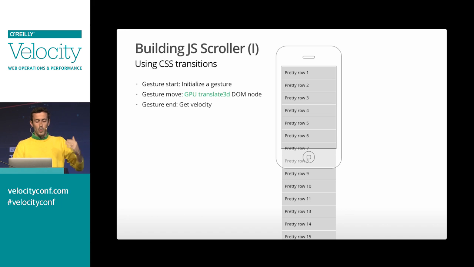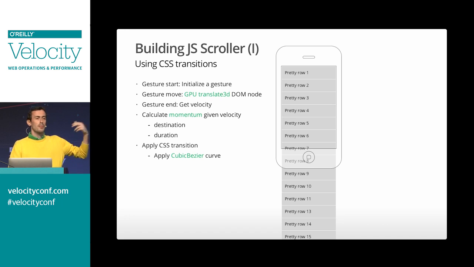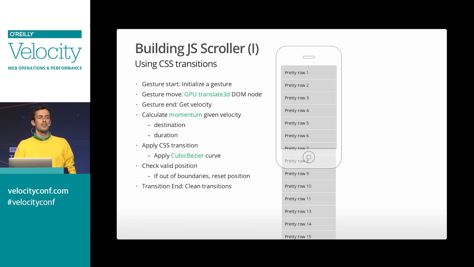So once we finish, we actually have to calculate the velocity, and given that velocity, we can calculate what I call the momentum, right? Where we're going to scroll to, and how much time it will take to do that scroll. And so they apply a transition, which in this case is a cubic Bezier curve, and we're going to go deep into how all these calculations work and why we use cubic Bezier and how that works. And basically, we just check its valid position as we scroll, and then we clean the transition afterward.